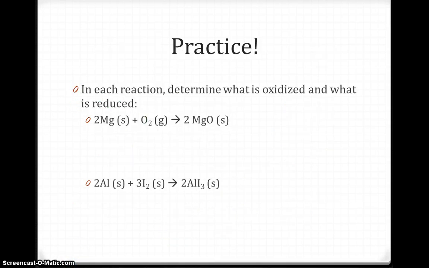So I'd like you and your partner to go ahead and on this slide, practice identifying what's oxidized and what's reduced. So go ahead and hit pause, and once you've got them identified, come on back.